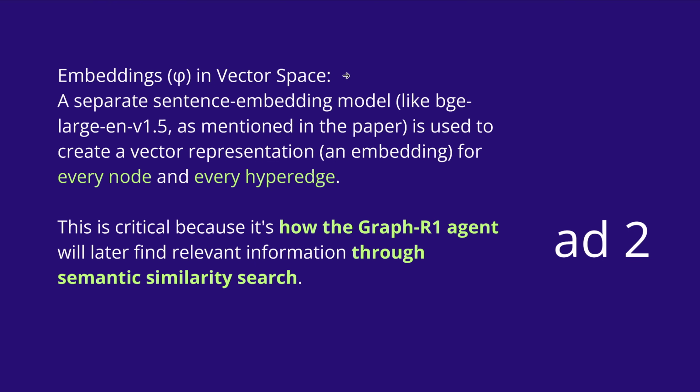We have so many other opportunities, but okay, they go with a vector space and they say, listen, we have a separate sentence embedding model. They use anything right off the shelf, never mind. And they create a vector space representation and embedding for every node and for every hyperedge. So exactly as you would do for the classical RAG system. And why? Because, of course, also for the Graph-R1 agent that we just built, we have to find a semantic similarity search optimization. So we have to go through this cosine similarity function.